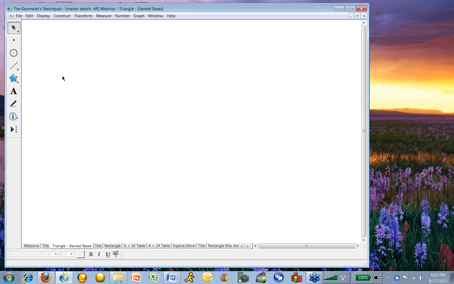So I'm going to start using one of the new tools of Sketchpad 5, which is our Polygon Tool. And the Polygon Tool has three options.